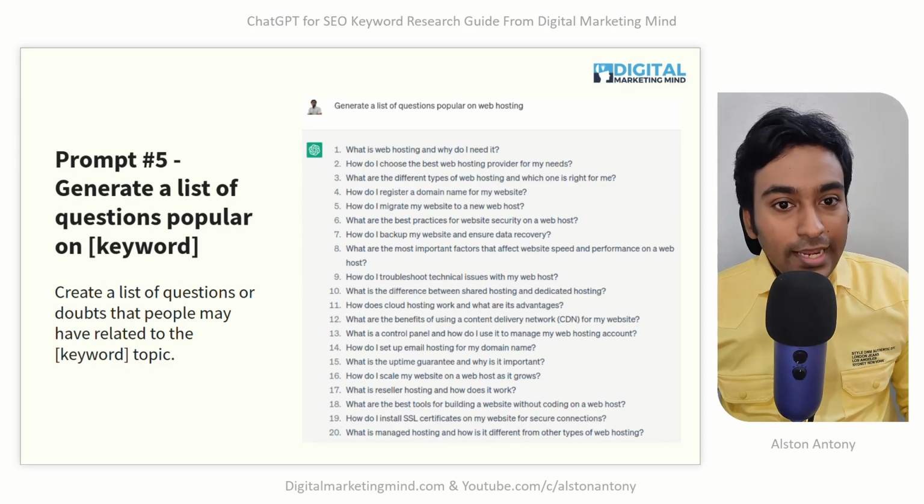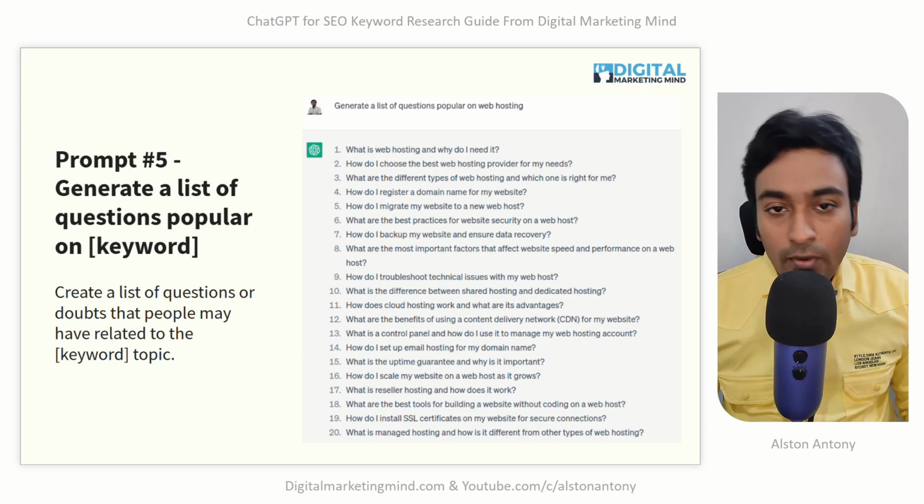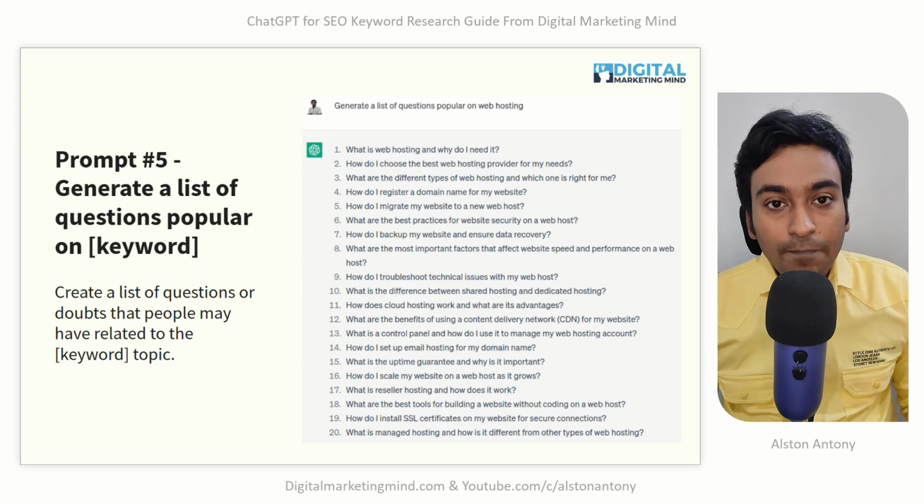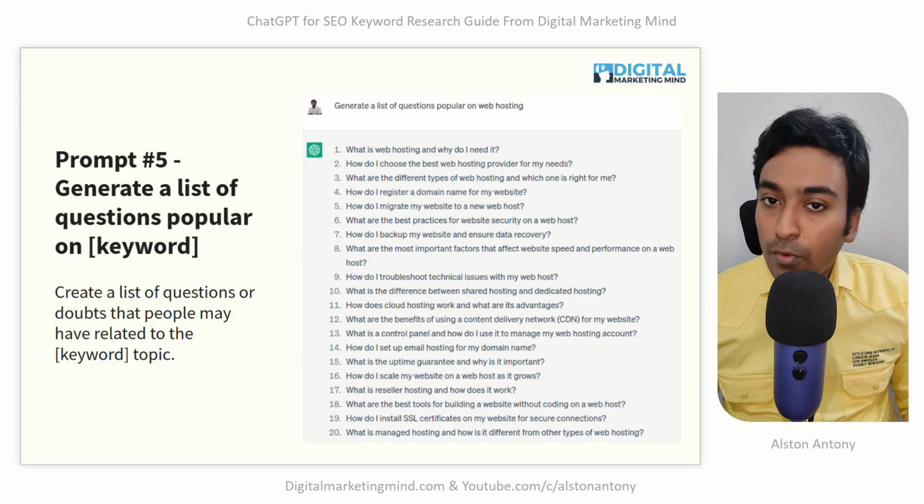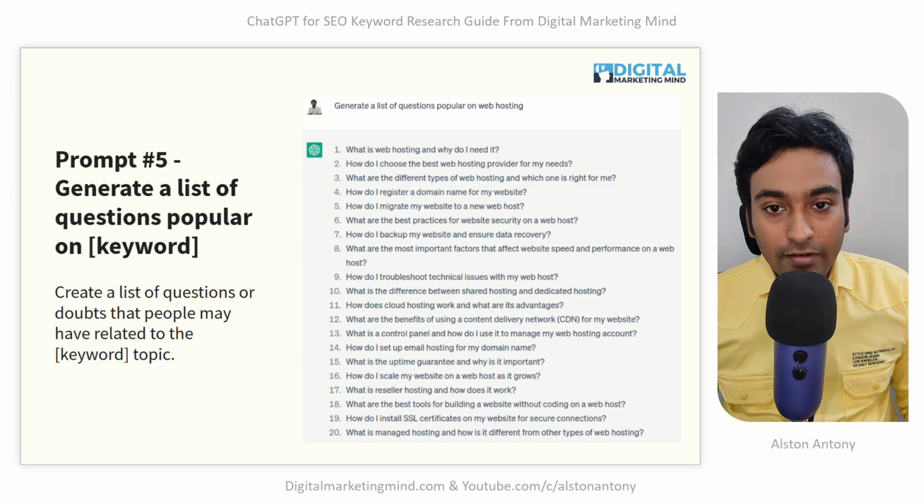The prompt 5 is generate a list of questions popular for this particular keyword. Now we are no longer asking for keyword ideas from ChatGPT, but instead we are asking ChatGPT to provide various questions which are popular on this particular keyword. This will make really good long tail keywords, and also we can use this to identify pain points of our target audience on this particular keyword idea.